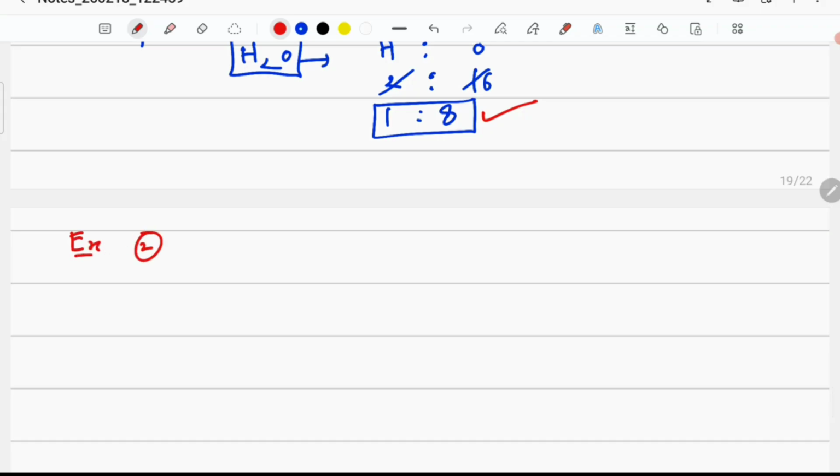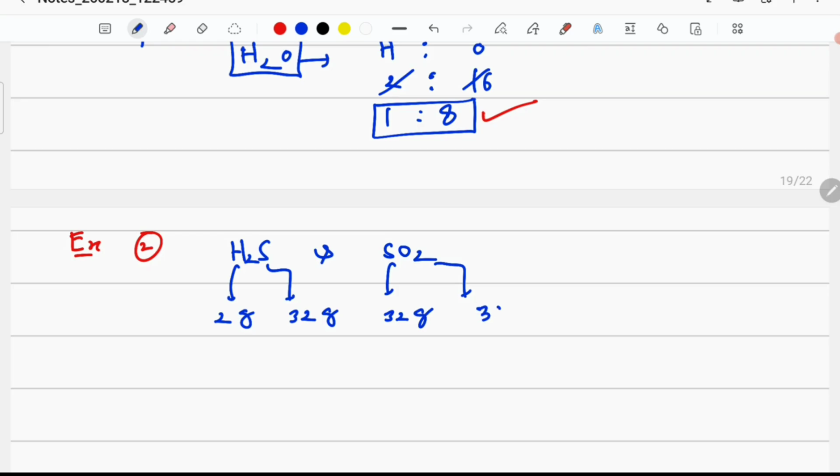I am taking example 2. Here the relation between sulfur, oxygen, hydrogen. Two compounds I am taking here, H2S and then SO2. So here what is the mass? Hydrogen 2 grams, sulfur mass 32 grams. Sulfur it is 32 grams. Oxygen how much? Oxygen is 32 grams.